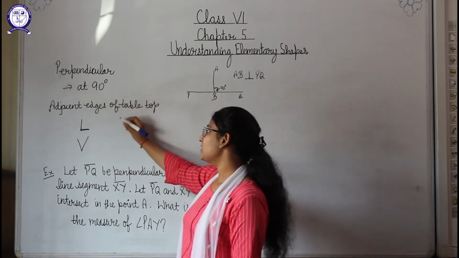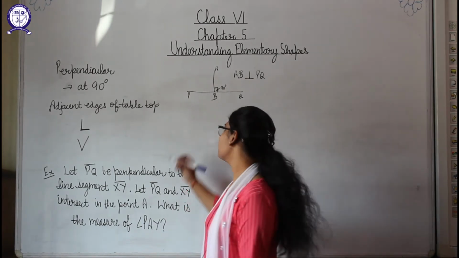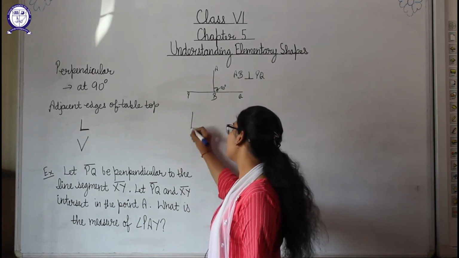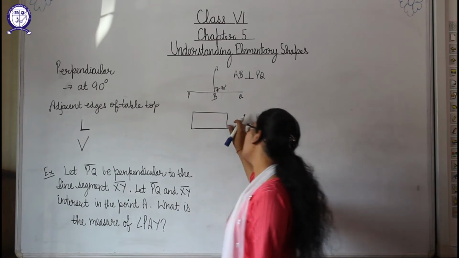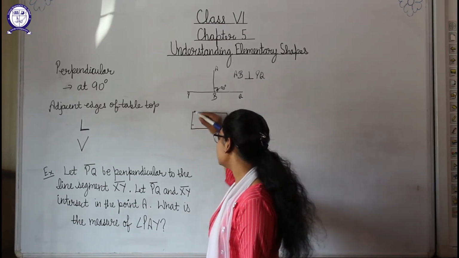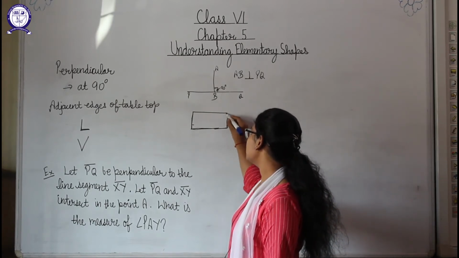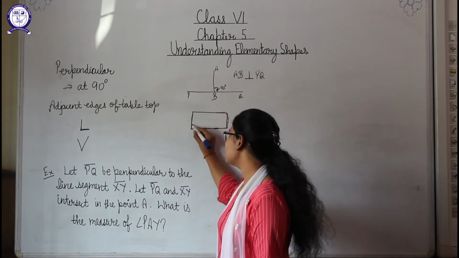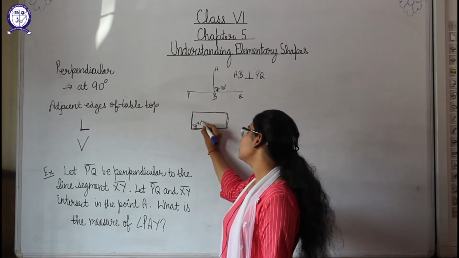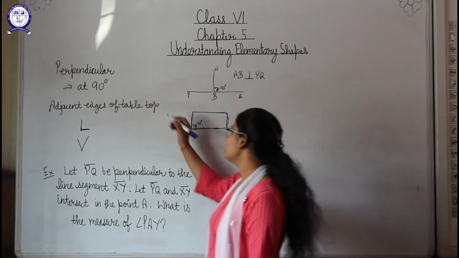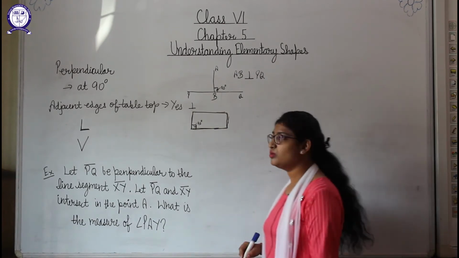Now we have to tell whether adjacent edges of the tabletop are perpendicular or not. You know the tabletop is mainly in the shape of a rectangle or square. In both cases, the adjacent edges, this one and this one, this one and this one, form a 90-degree angle. That means they are perpendicular. So yes, adjacent edges of a tabletop are perpendicular to each other.